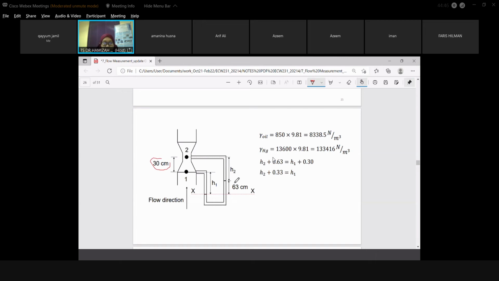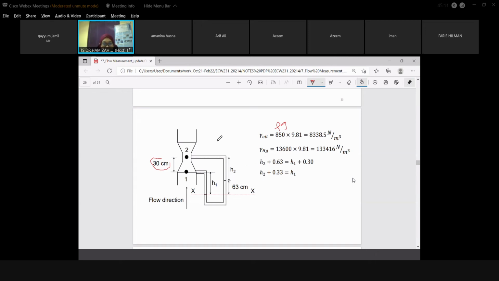Okay. So this one dia cari specific weight. Specific weight betul lah. Specific weight is rho G. Okay. Samalah untuk mercury and oil. Oil is for the pipe. Mercury is inside the venturimeter. Okay, and then we also have to find the H.